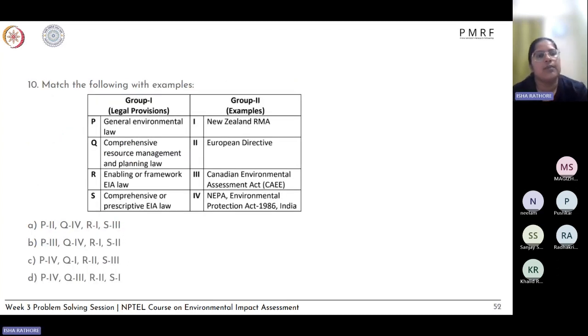So moving on, match the following with examples. In group 1, we have legal provisions, and in group 2, we have the examples. We looked at these in our division as well, in the review of this week's lecture content. So the type of environmental law and the examples.